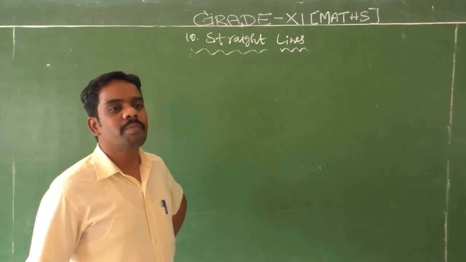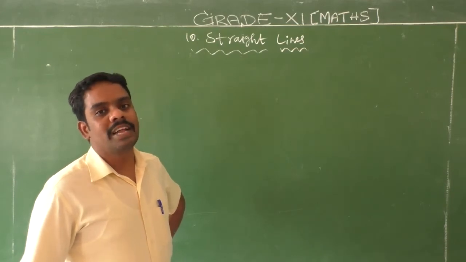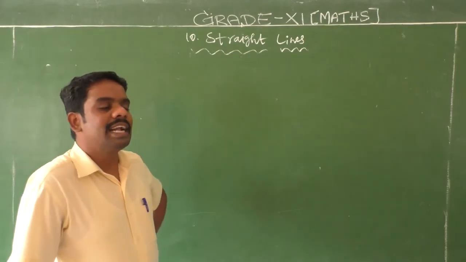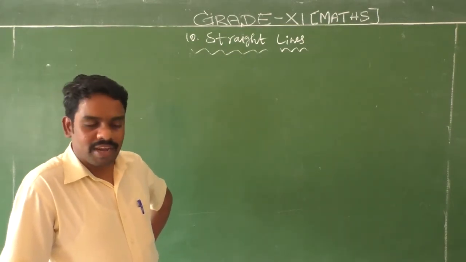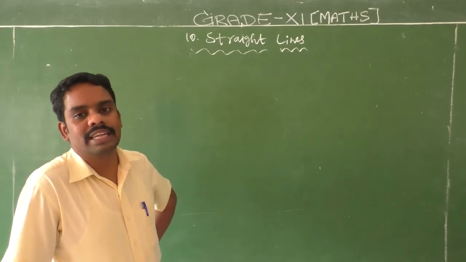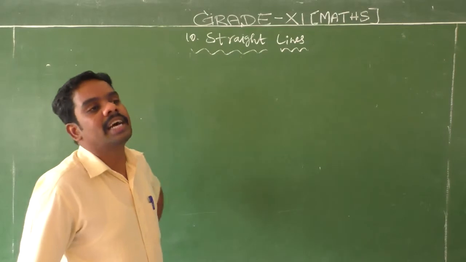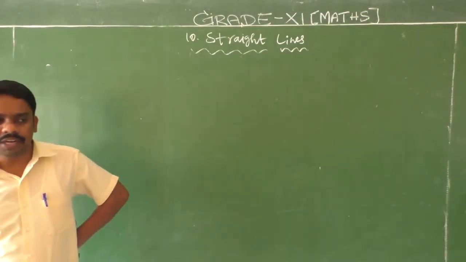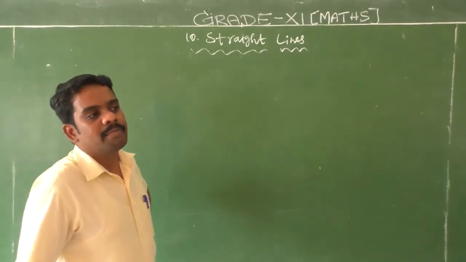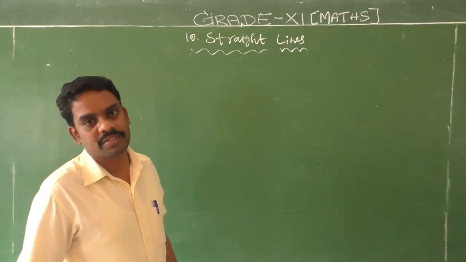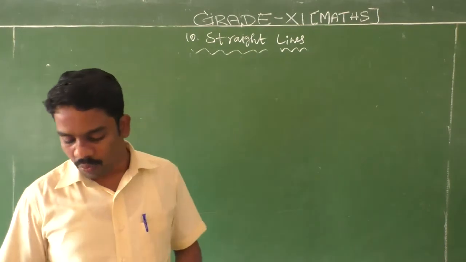And another one, two important points. If two lines are parallel, then their slopes are equal. If two lines are perpendicular, if and only if the product of the slopes is equal to minus 1. Product of the slopes is equal to minus 1.